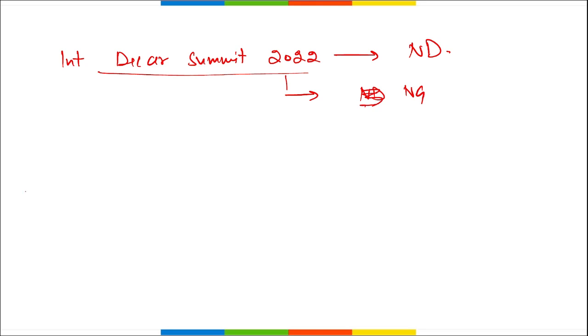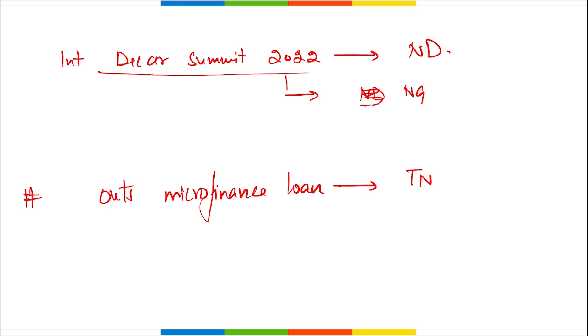Then tell me, which state became the largest state in outstanding microfinance loan? In the outstanding microfinance loan, which state became the top, or which was the largest state? It was your Tamil Nadu.